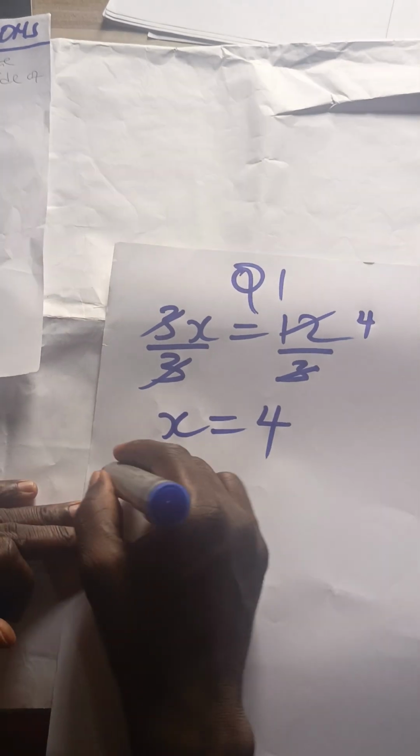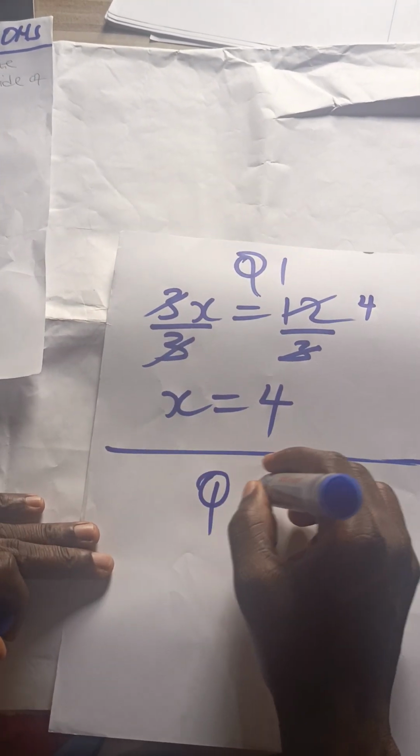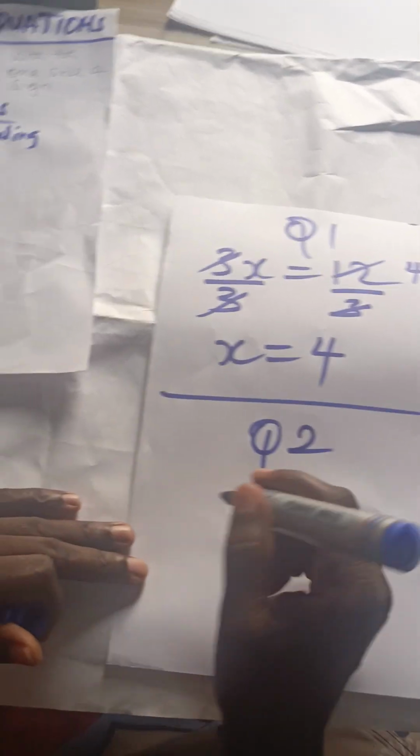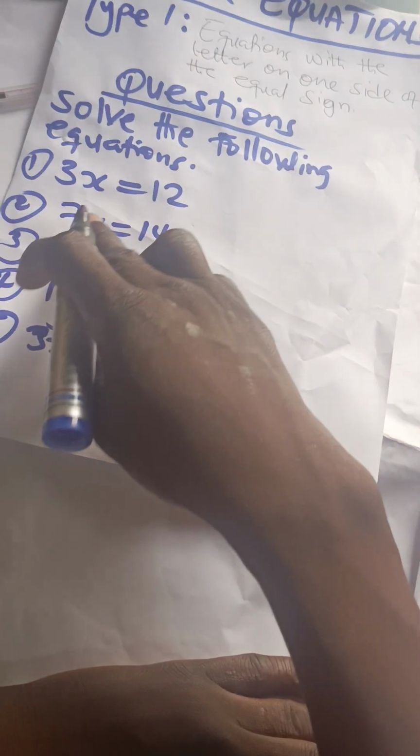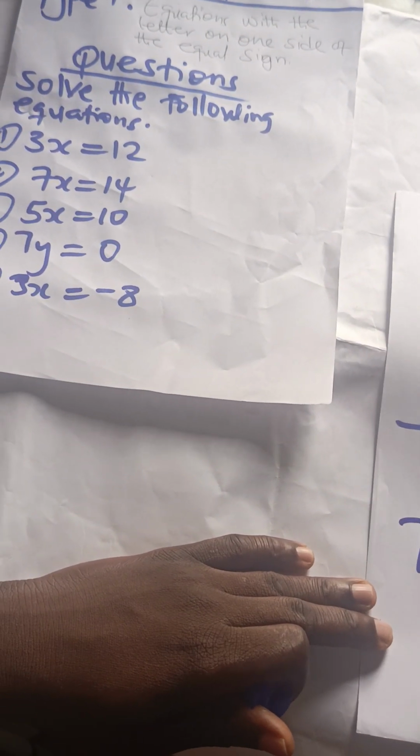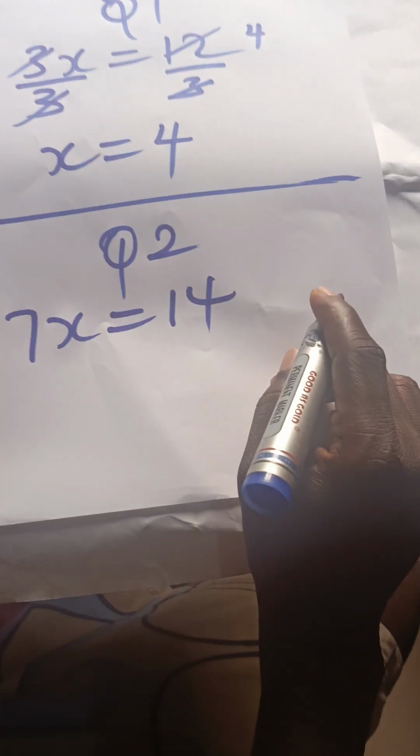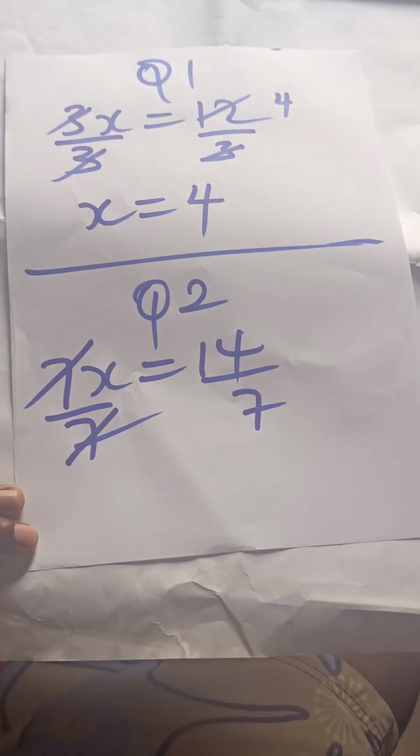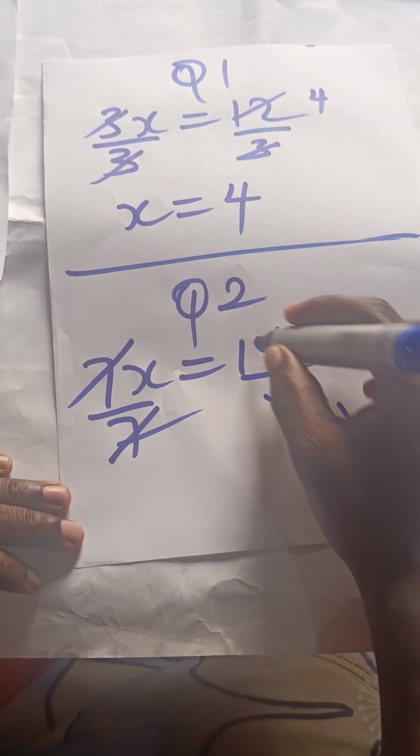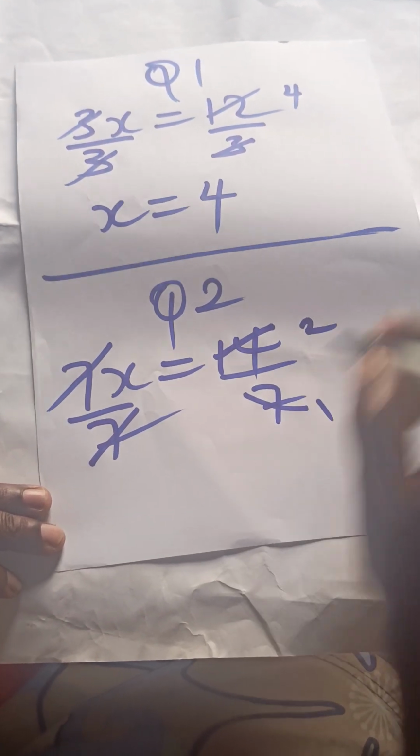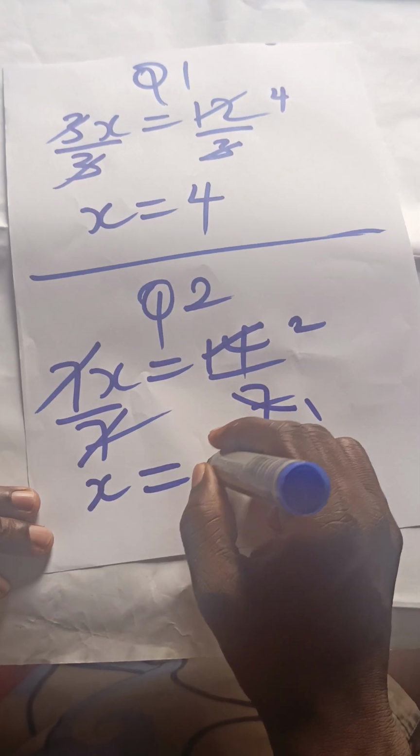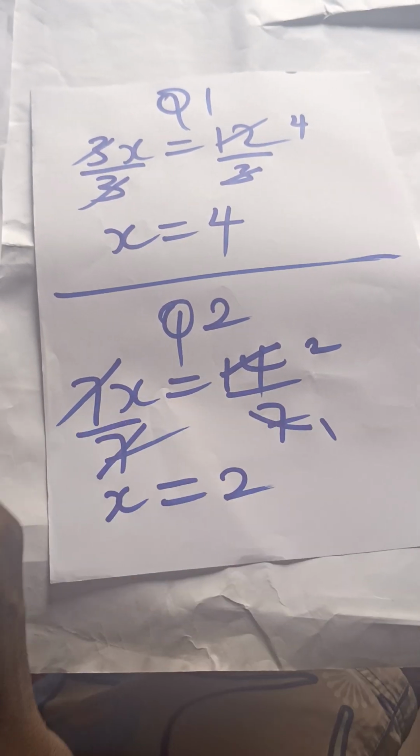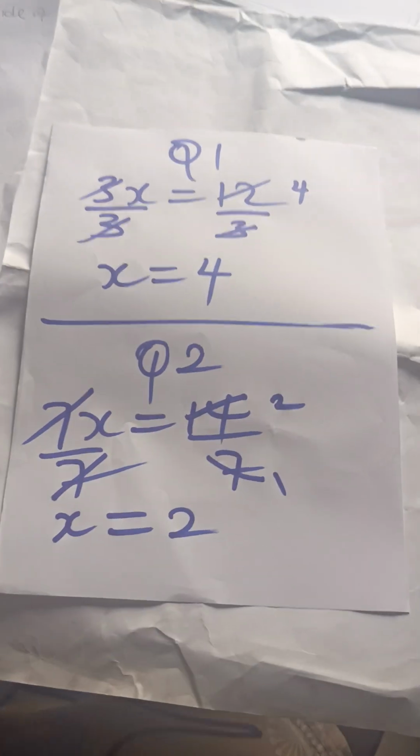Now let's go to question 2. On question 2, we also have to find x. 7x is equal to 14. The same approach, we divide both sides by 7 to isolate the x. So this 7 will cancel this 7, then 7 into 14 will give us 2. So my x is equal to 2. We have isolated the x from the 7.